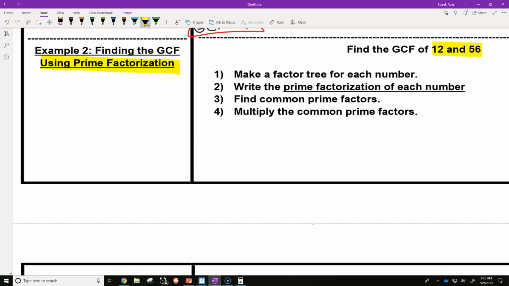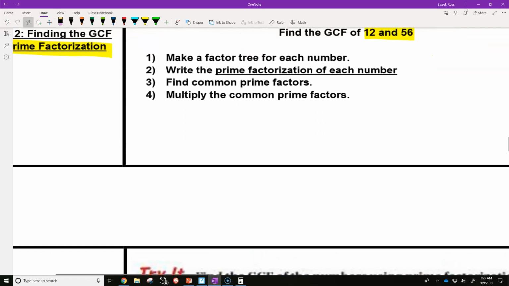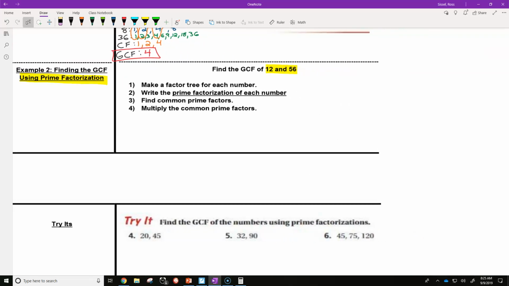This asks me to find the greatest common factor of 12 and 56. So on your paper, let's work this together. Right next to this, in my notes, I'm going to put the number 12. Step 1 says make a factor tree for each number. So I have the number 12, and to the right I'm going to put the number 56. I have to make the factor tree. Remember, that's what we did in lesson 3. We have to do the prime factorization. That's pretty simple. If a number is composite, we break it down into a new pair of factors.